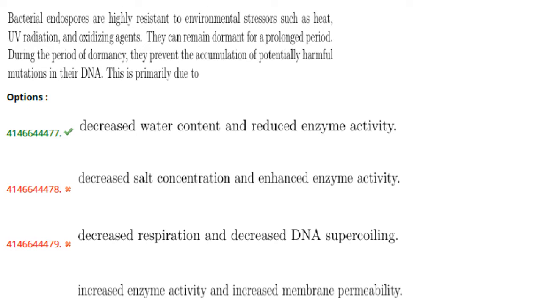Then next one. Bacterial endospores are highly resistant to environmental stressors such as heat, UV radiation and oxidizing agents. They can remain dormant for a prolonged period. During the period of dormancy, they prevent the accumulation of potentially harmful mutations in their DNA. This is primarily due to decreased water content and reduced enzymatic activity in the bacterial endospores. So the answer is option 1.